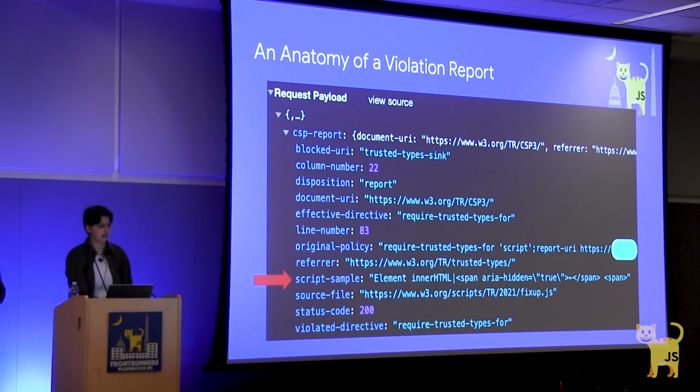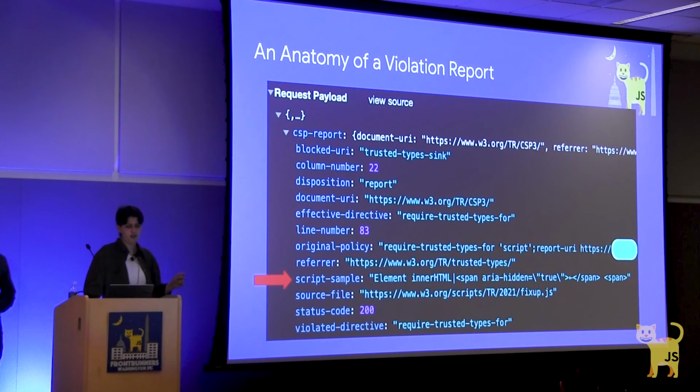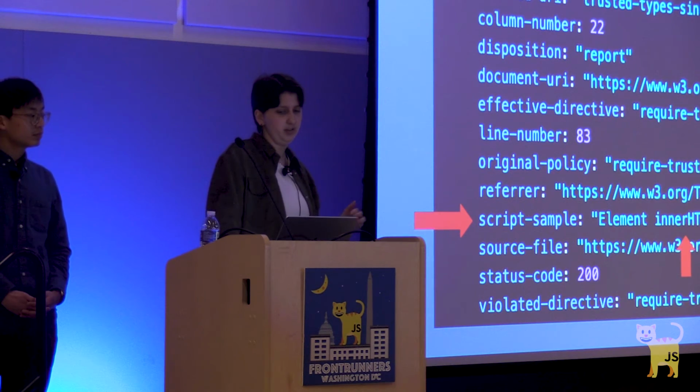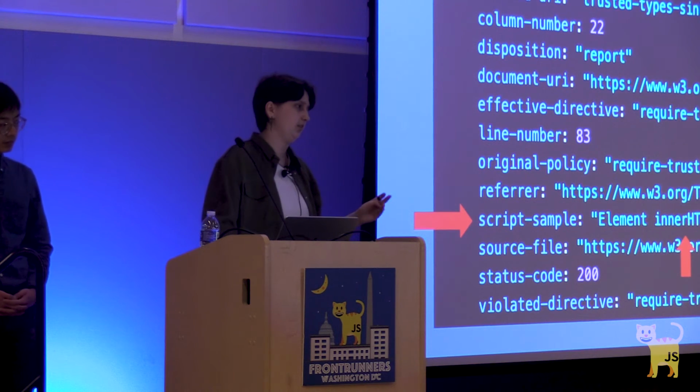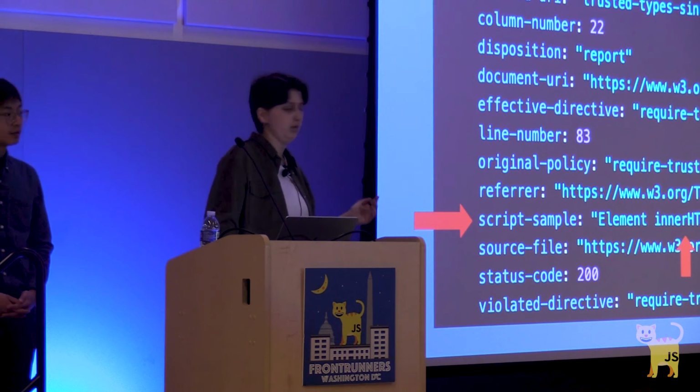We can also look at the script sample, which carries 2 bits of information. The first one being the sink itself, so which function we used that was violating trusted types. And on the right side, you'll see the value of the string that was assigned to the sink, which should offer some hints as to what it was.